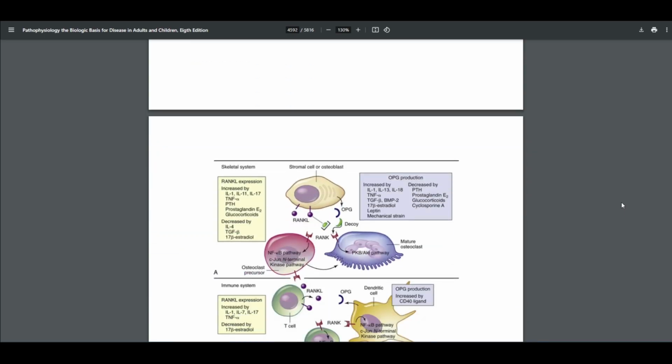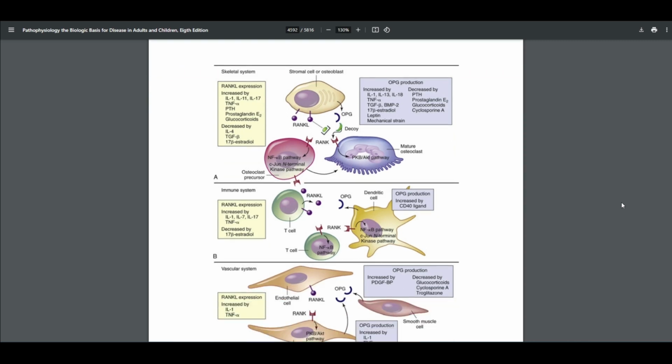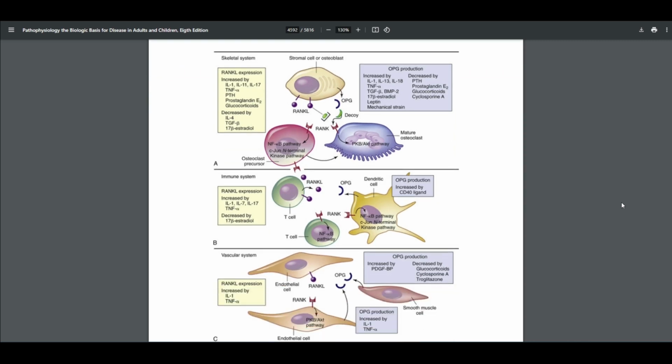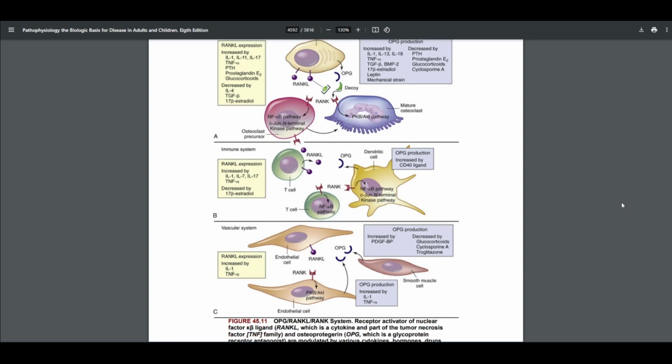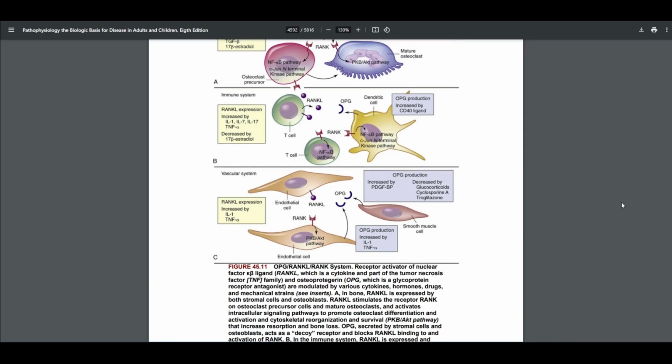So here is a good spot to hit pause so you can see the skeletal system, stromal cells or osteoblasts, and how they work in our system. Here you have the OPG, the RANKL and RANK system, receptors, activators of nuclear factor kappa B ligand. So if you're unfamiliar with how this system works, or if you want a visual aspect of how the system works, good spot to hit pause.